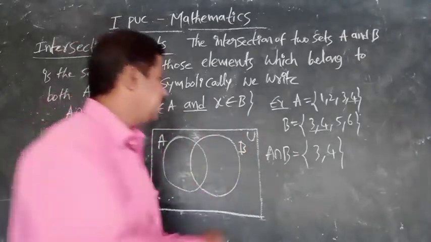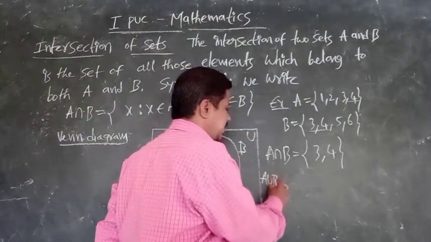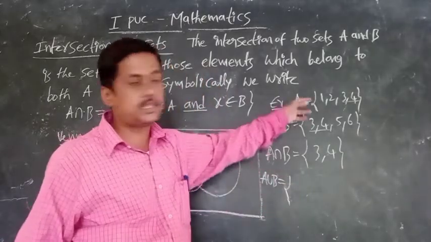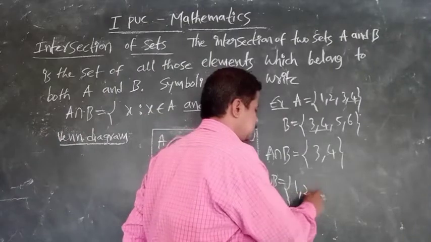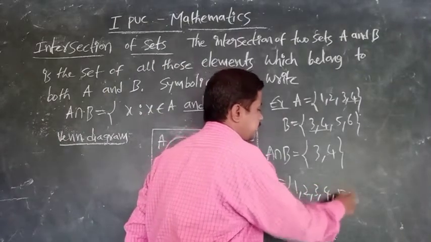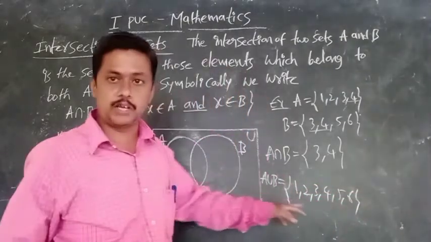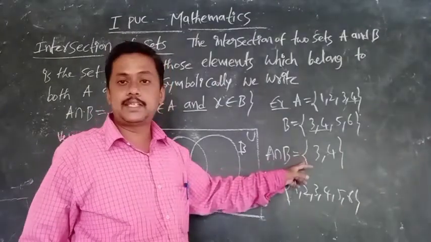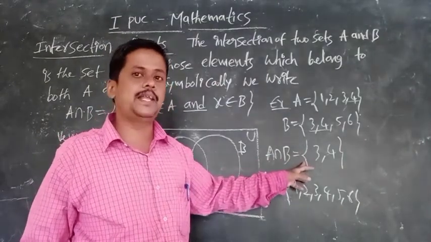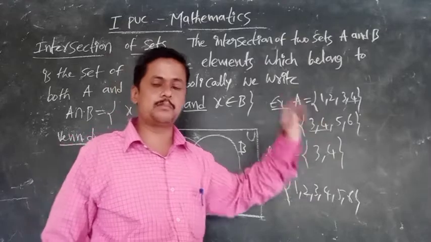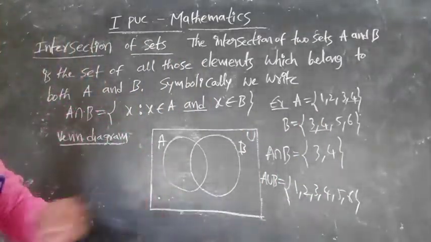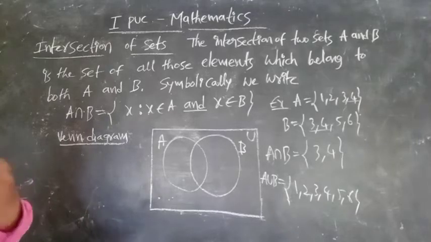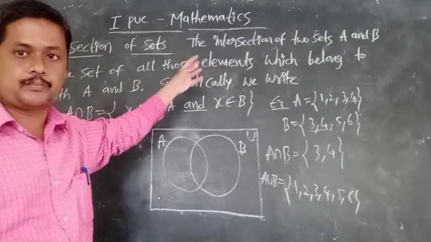What is the result of A union B? Combining both, we get 1, 2, 3, 4, 5, 6. This is the answer for A union B. But A intersection B means the common elements, which are compulsory, so only those elements are included. This is the concept of the intersection of sets.